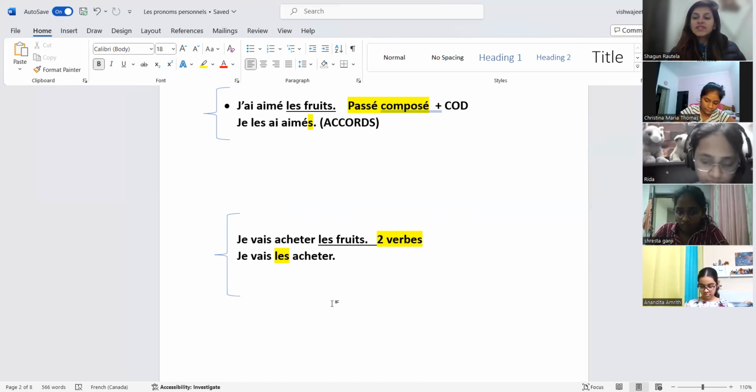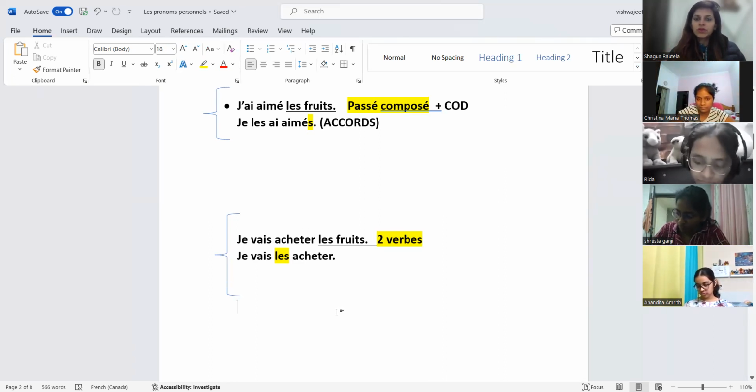Okay, and now when is it coming before the second verb? When two verbs are there and the second is in the infinitive form. Infinitive form means the complete spelling of the verb. So whenever it's the complete spelling of the verb, the pronoun is going to come right before that word or verb, anything you can say. Okay.